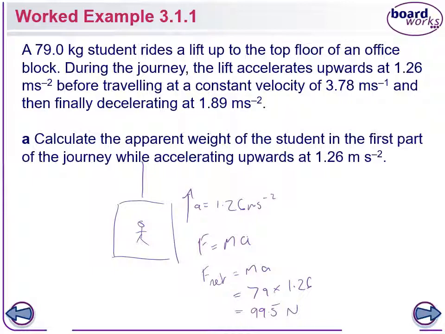Okay, going back to that previous slide and that equation, we have F net equals Fn plus Fg, which we want to find Fn here. If we're looking for apparent weight, we need Fn. So let's rearrange. Fn is equal to Fg minus F net.